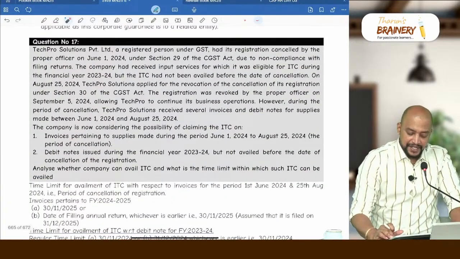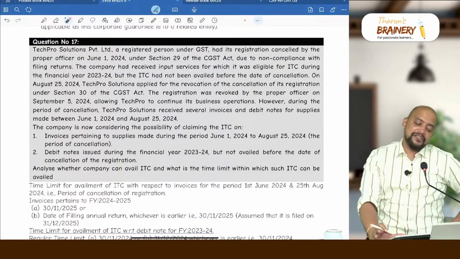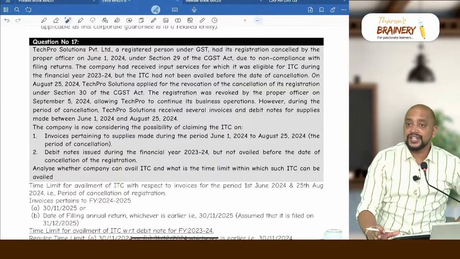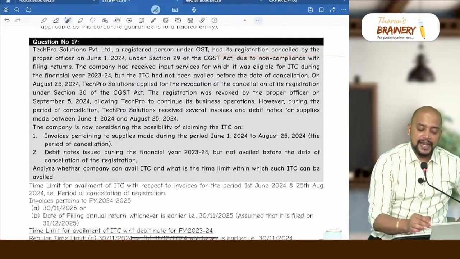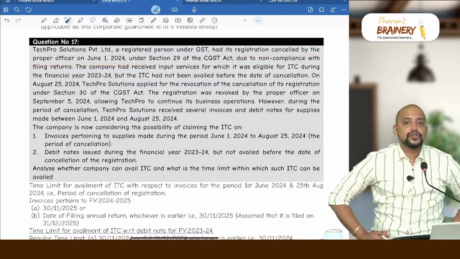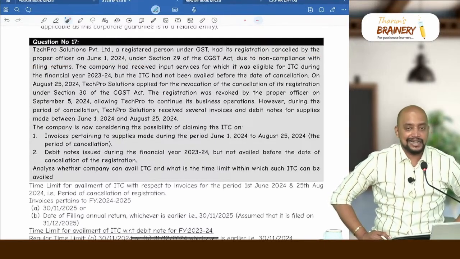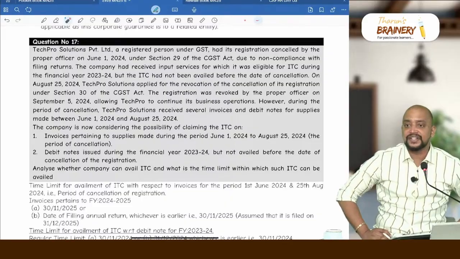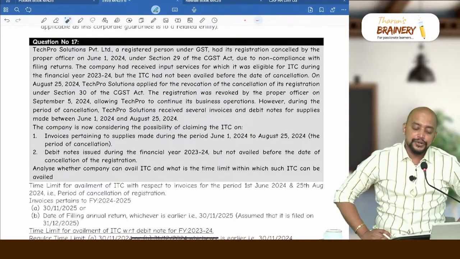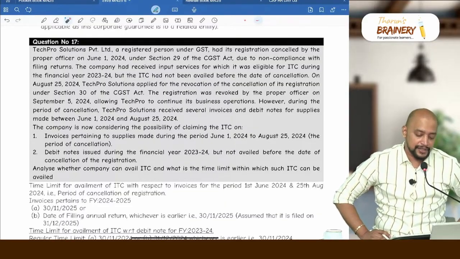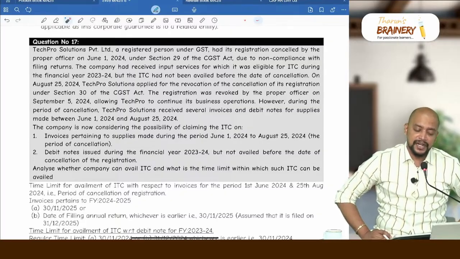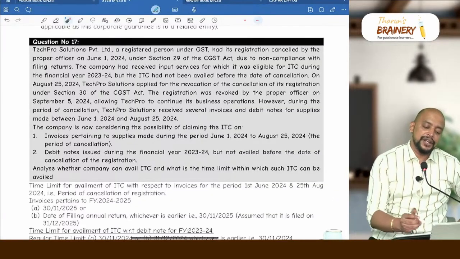TechPro, question number 17. TechPro Solutions Private Limited, a registered person under GST, had its registration cancelled by the proper officer on June 1, 2024 under section 29 of the CGST Act. Yes, section 29 of the CGST Act deals with cancellation of registration. The company has received the input services for which it was eligible for ITC during the financial year 23-24.